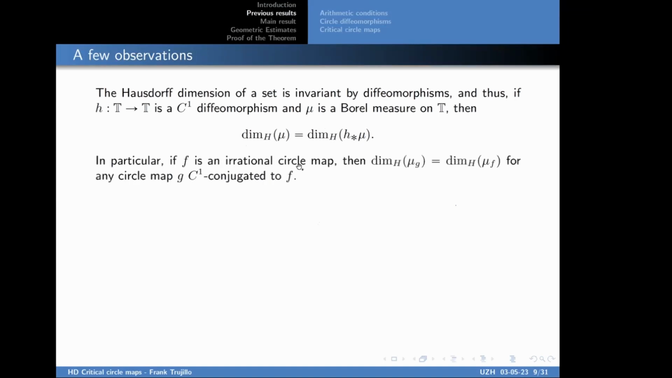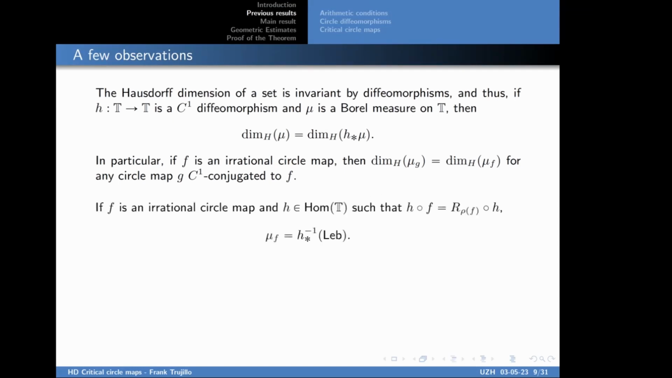So in particular, if I have an irrational circle map, and I have some other map that is conjugated to it by a C1 transformation, then the Hausdorff dimension of these invariant measures is the same. Basically, the dimension of the invariant measure depends only on the C1 conjugacy class.